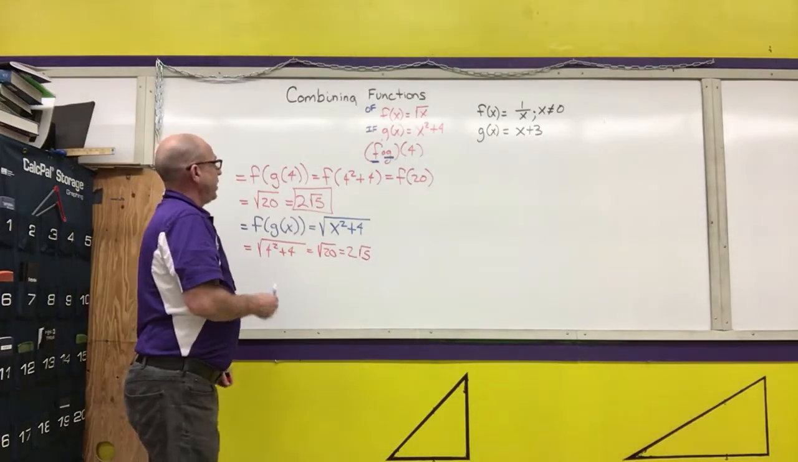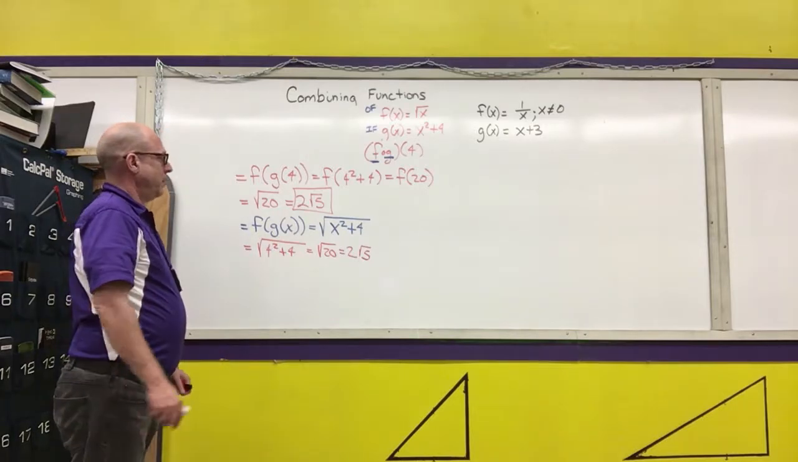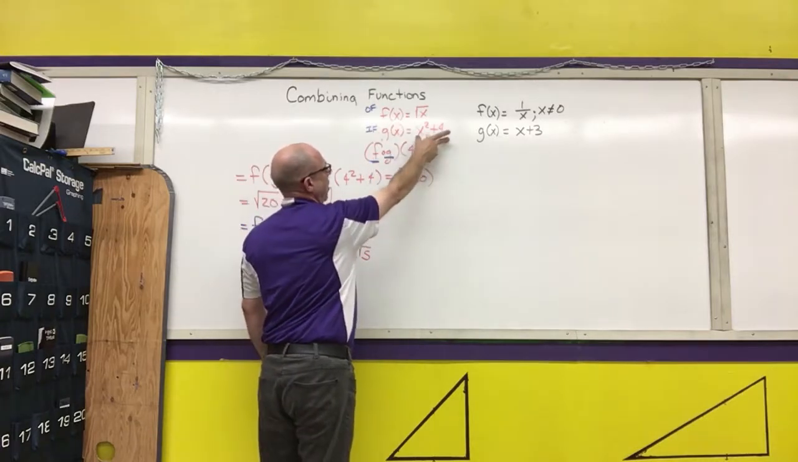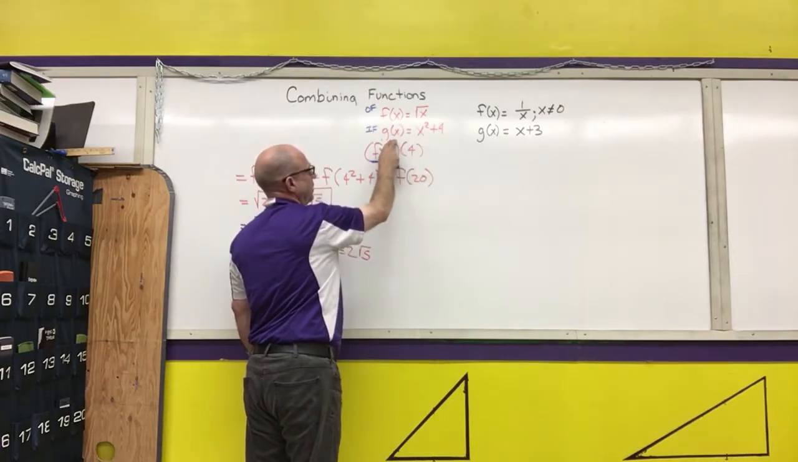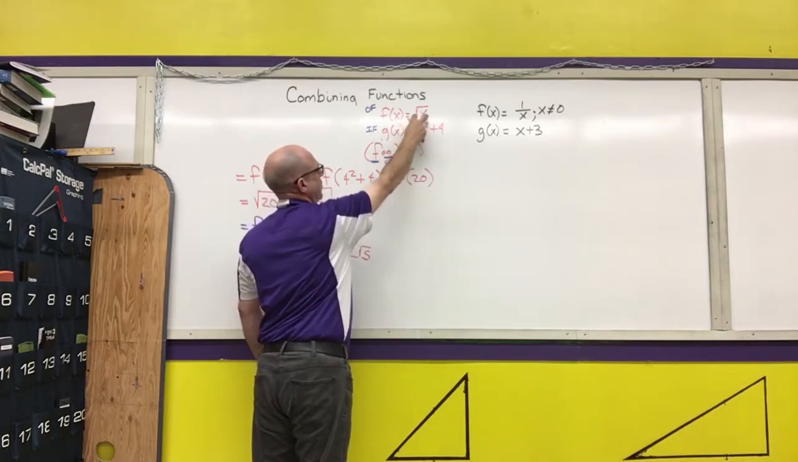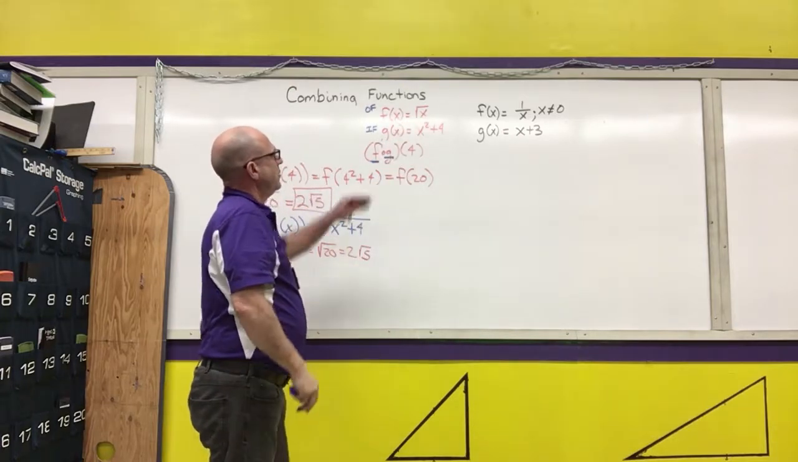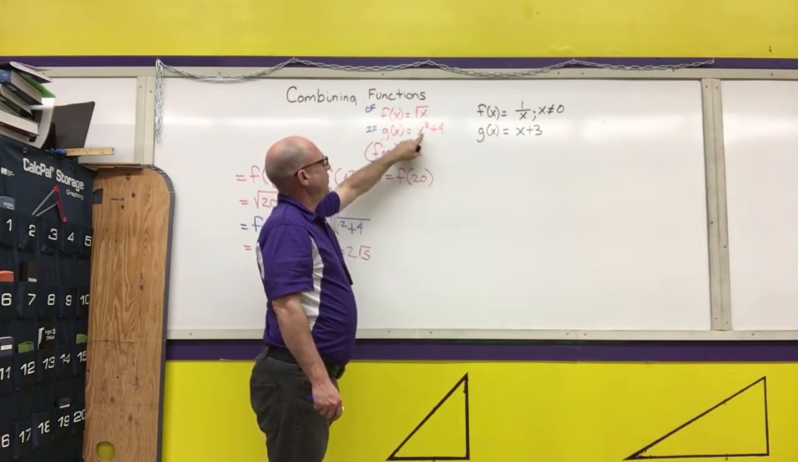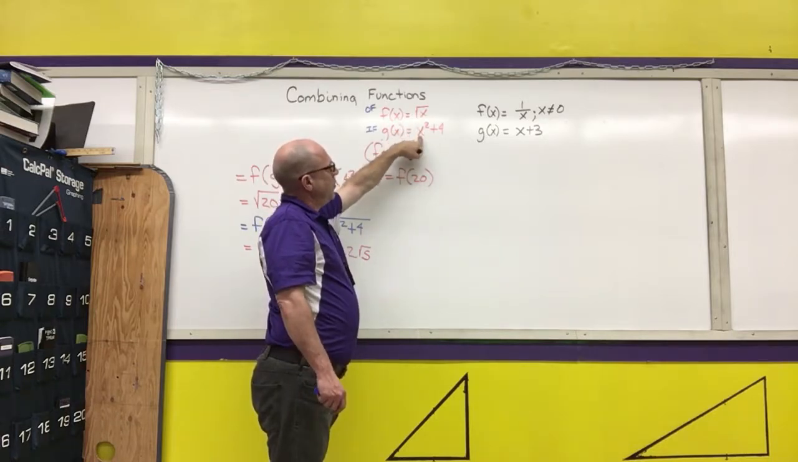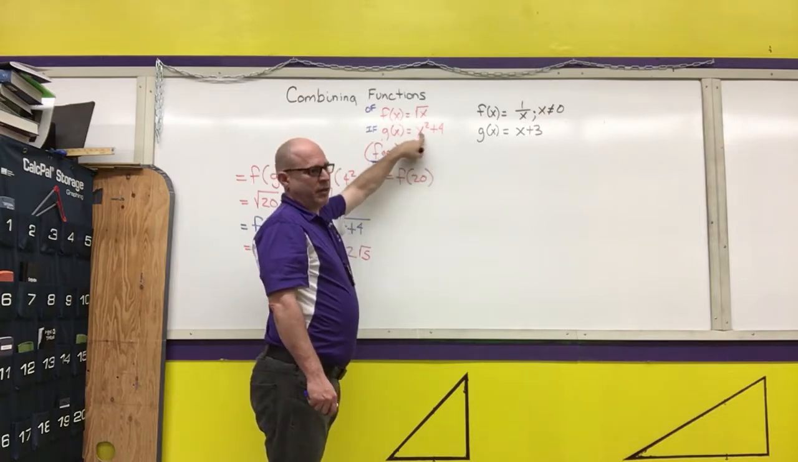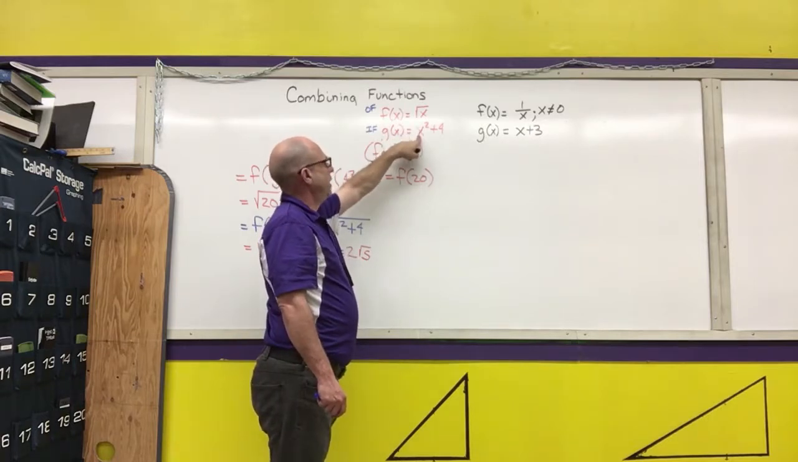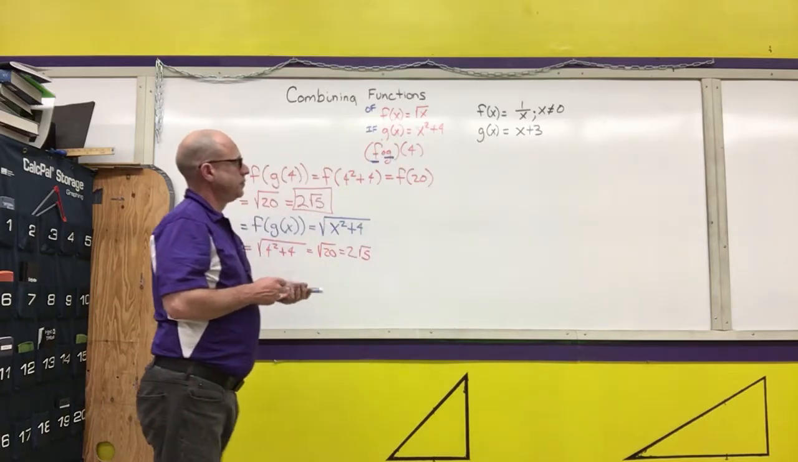Now, we also need to look at the domain of this function. Remember that the domain of a composite function is all of the x's in the domain of g, such that g of x is also in the domain of f. So I need to figure out, okay, what's the domain of f? Well, x has to be greater than or equal to 0. And if you notice here, any number I put in for x is going to give me a number that is greater than or equal to 0. So my default domain is going to be all real numbers, because that's the domain of my original function.